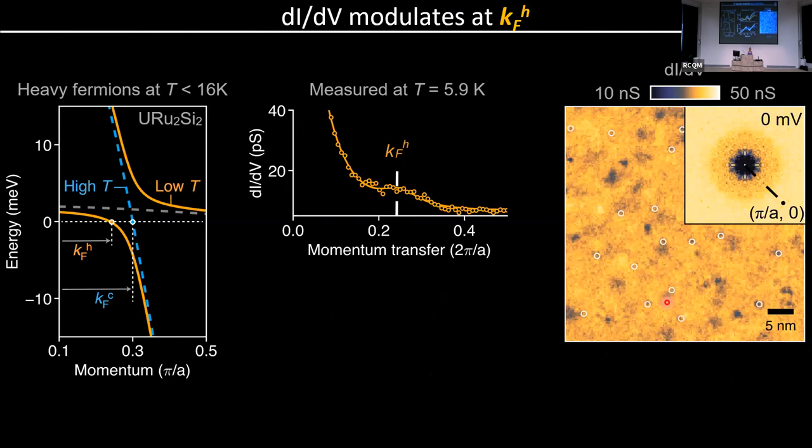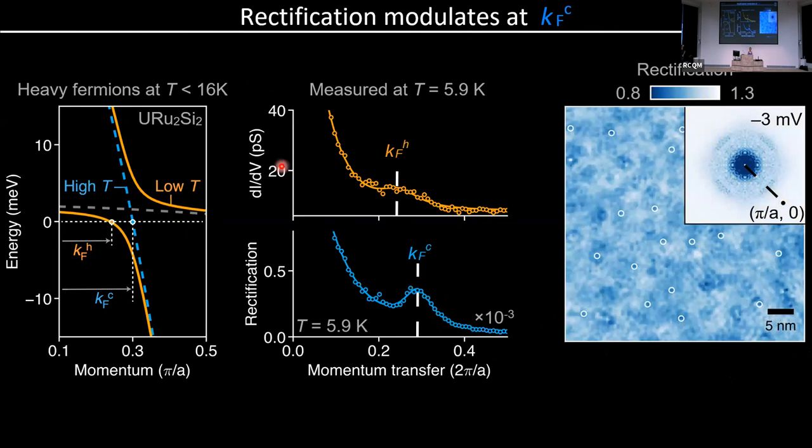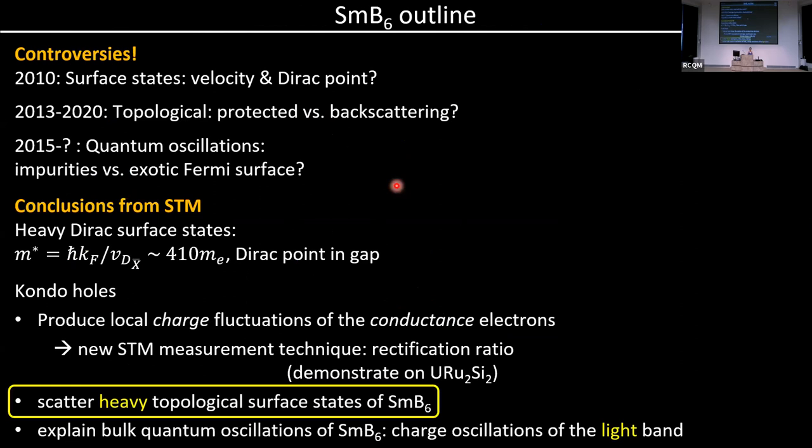Okay, so let me just get to the punchline here on URS. The density of states shows us this hybridized band and scatters off of the thorium dopants with the wave vector of the hybridized band shown here. Whereas if we plot this rectification ratio, you can see the rectification ratio has oscillations in real space too. And those oscillations of the rectification ratio, which is a proxy for the charge, are actually at a different wave vector corresponding to the original conduction band. So this works in URS, a material that's known. The question is, how does it work in SmB6?